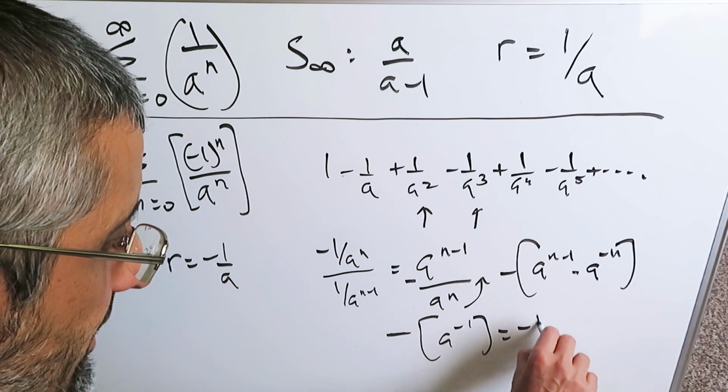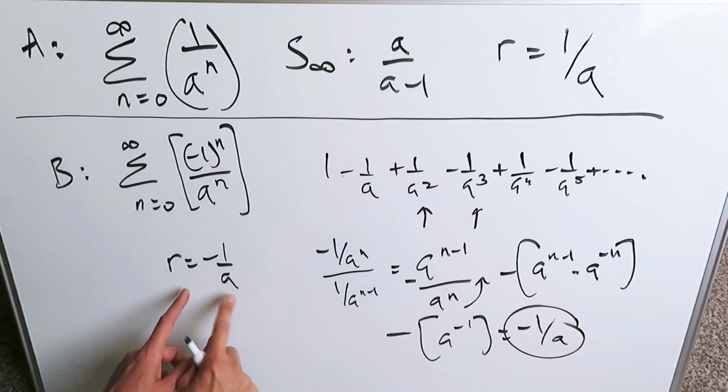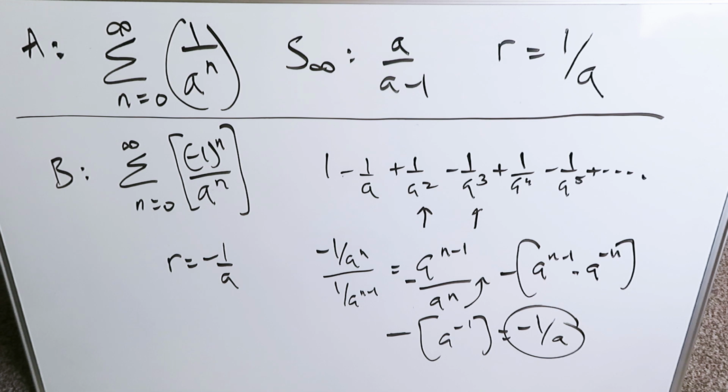When you bring everything together, you have minus 1 over a, which is your common ratio as we've already determined. And if we are assuming here the absolute value of the common ratio is less than 1, then you can still use that formula: the sum of an infinite series is equal to your first term divided by 1 minus r.